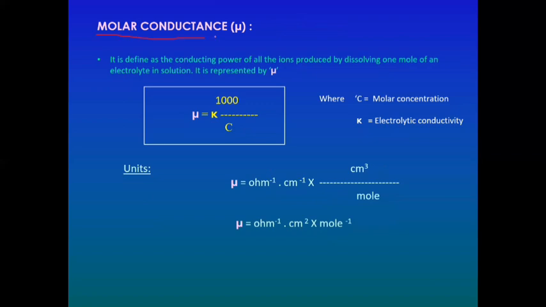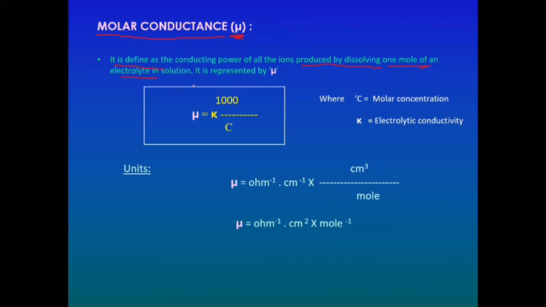So the next one is molar conductance. Molar conductance is denoted with mu. How can you define the molar conductance? It is very similar to the equivalent conductance. It depends on the conducting power of all the ions produced by dissolving, see the difference, 1 mole of an electrolyte in a solution. That conducting power is known as molar conductance.